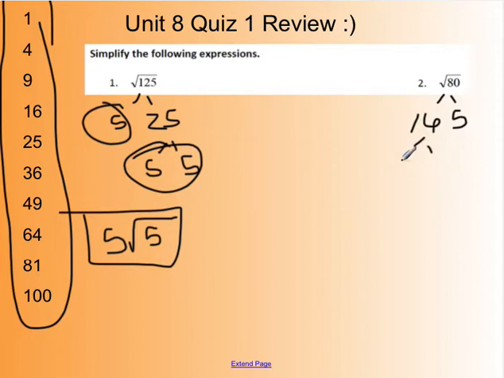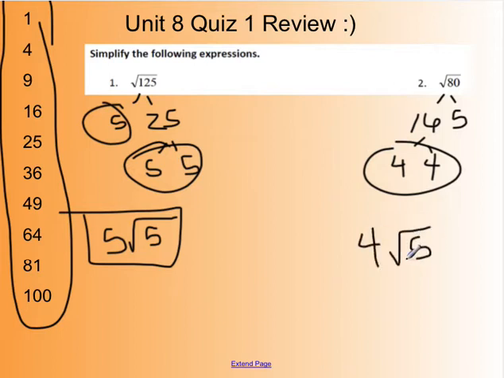Well, 16 is going to break down to 4 and 4. So what you have here is a pair of 4s that you can take out. So we'll take out the pair of 4s, and left underneath the radical is 5. So you have 4 square root of 5 for your final answer for number 2.